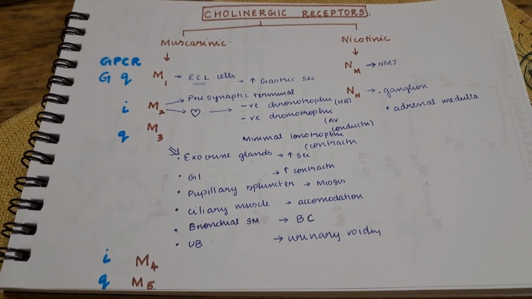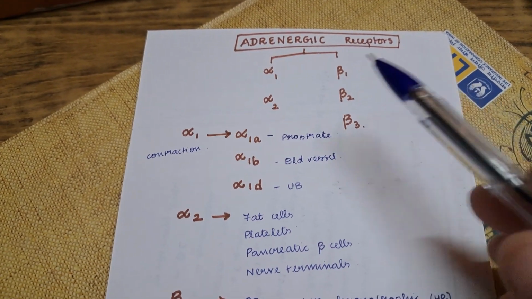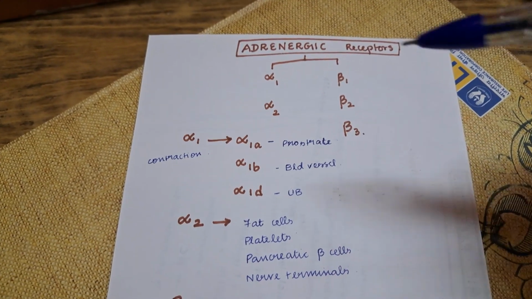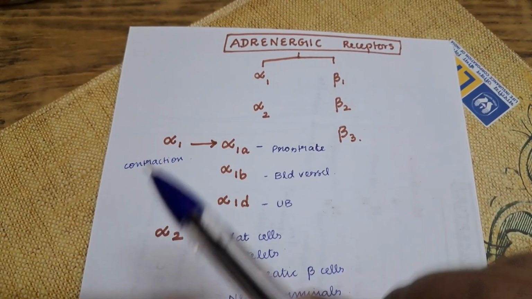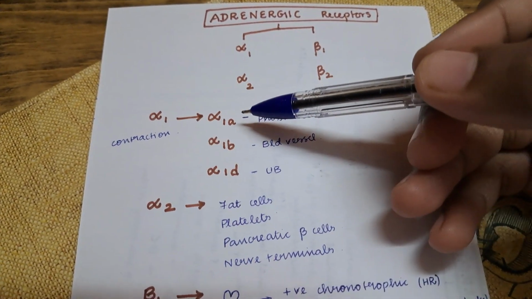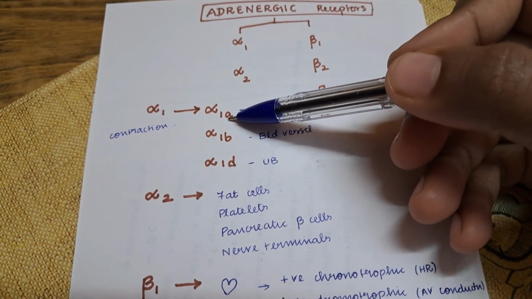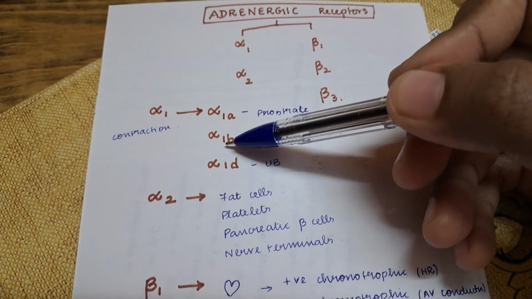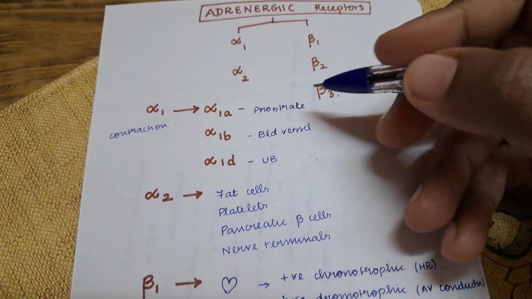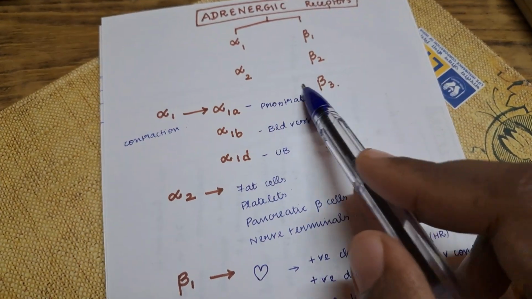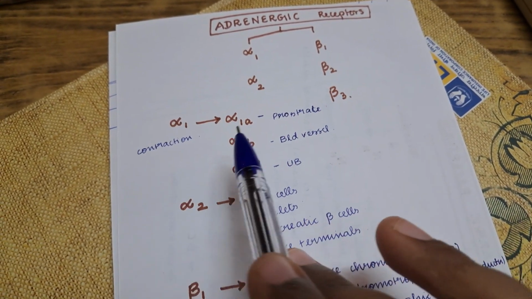Next we'll move on to the adrenergic receptors. Adrenergic receptors are of two types, alpha and beta. In alpha we have alpha 1 and alpha 2. Alpha 1 is in turn divided into alpha 1A, 1B, 1D. 1A is present in the prostate, 1B, B for blood vessels, D for urinary bladder. Basically, the action of these three is commonly contraction.